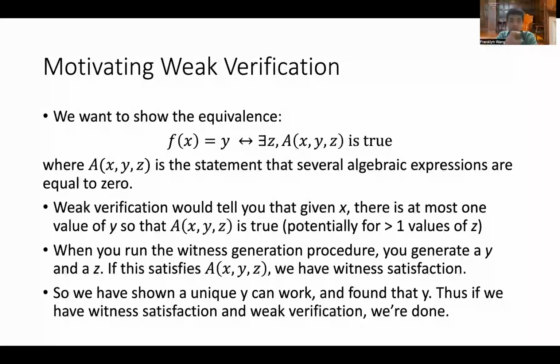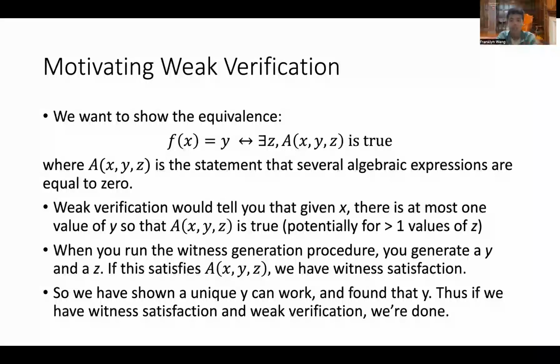We're trying to translate a function into a QAP. And weak verification would tell you that given the value of x, there is at most one value of y so that a of xyz is true, and potentially more than one value of z. This is the definition of weak verification.